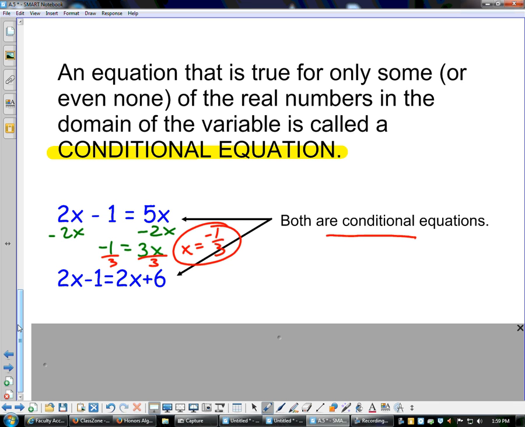What about this one? 2x minus 1 equaling 2x plus 6. If I subtract 2x from both sides, I end up getting negative 1 equaling 6. The x's have dropped out. That means there is no solution, because there is no number that we could plug in for x that would make negative 1 equal to 6. Since there's no solution, it's still called a conditional equation.